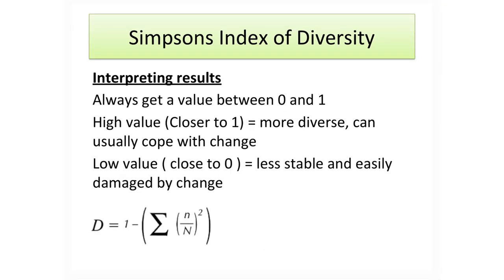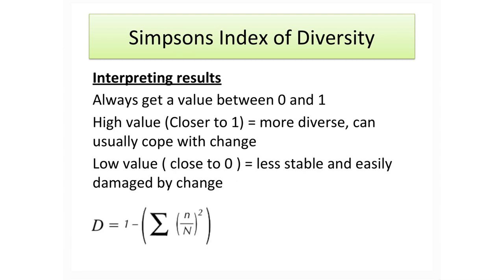So we have our result, and you're always going to get a value between 0 and 1. And this value between 0 and 1 tells you something very important. If it's a high value, closer to 1, it's more diverse. If it's a low value, closer to 0, then it is less diverse.